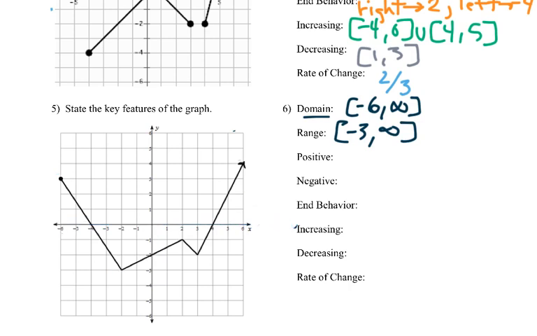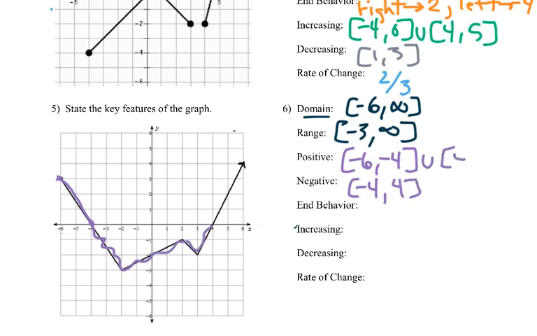Now, where's my graph positive? From -6 to -4. Then it becomes negative at -4, negative until we get to +4. Then it jumps up to be positive again and goes off into infinity. In end behavior, as it goes to the right, we keep going up to positive infinity. As it goes to the left, we get to 3.